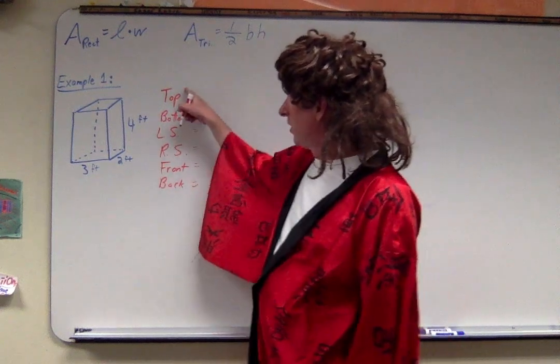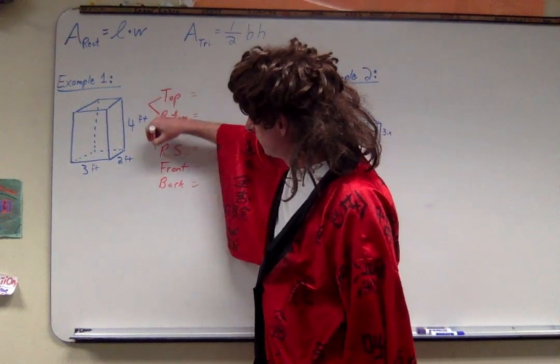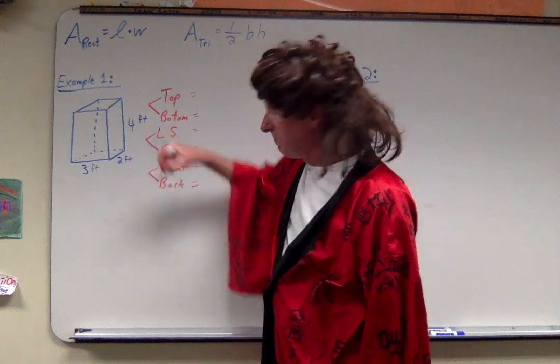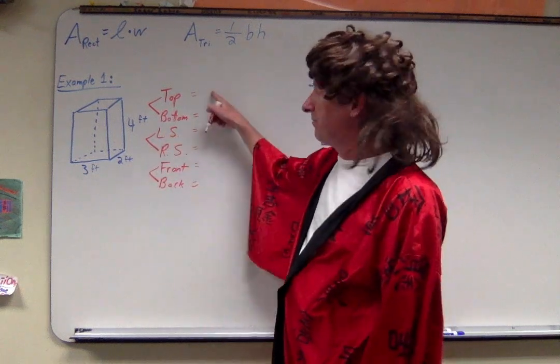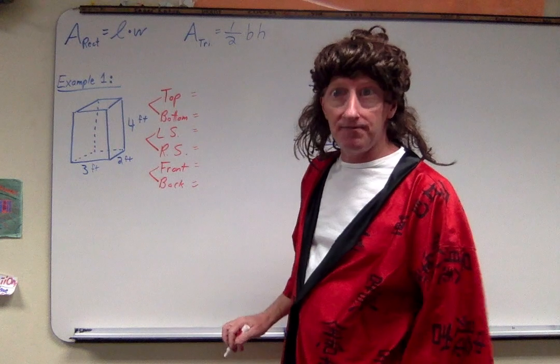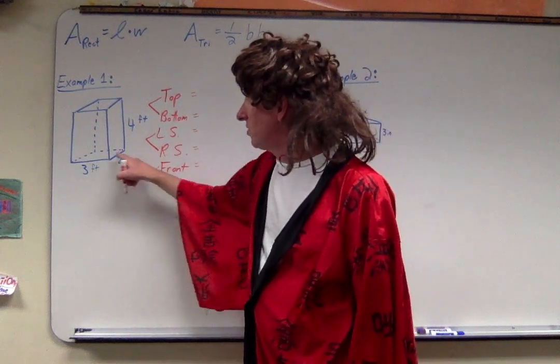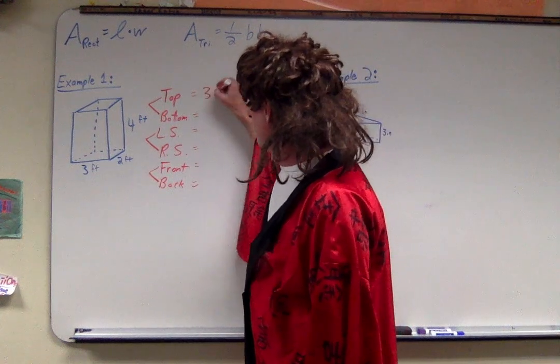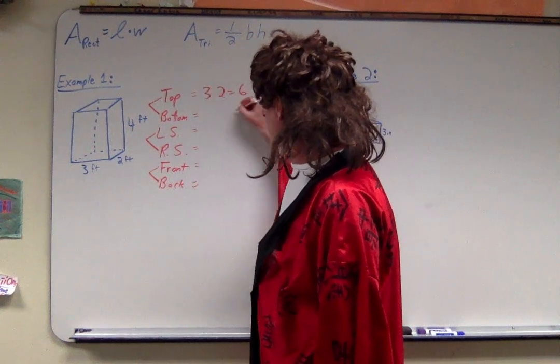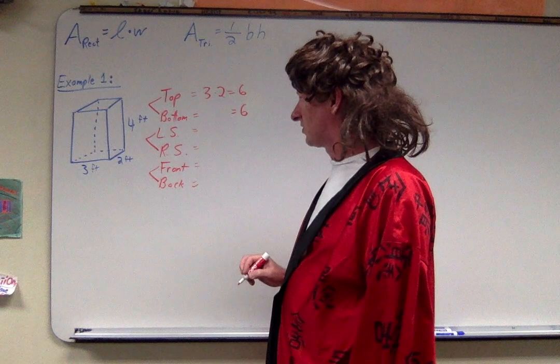But I do know that the top and bottom are congruent, the left and right side are congruent, front and back are congruent. So whatever I get for an answer for the top is going to be the same for the bottom. Well, let's take a look. The top and bottom must have dimensions of 3 and 2. That means 3 times 2, which is a 6. So the bottom has to also be a 6.